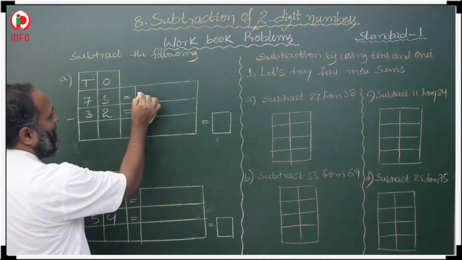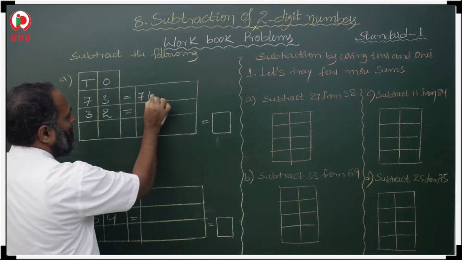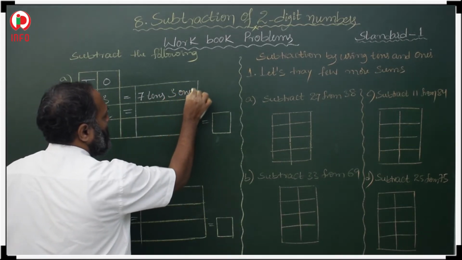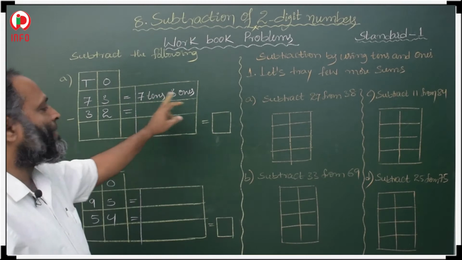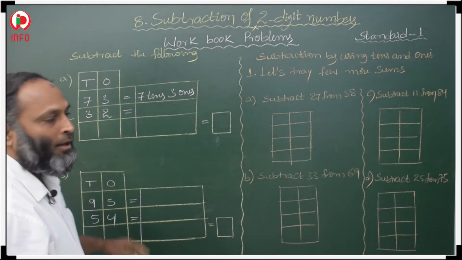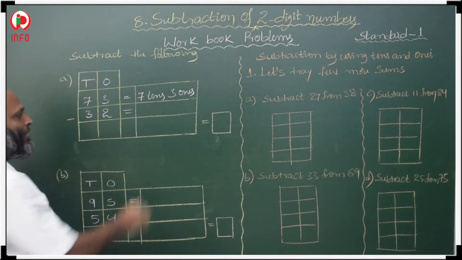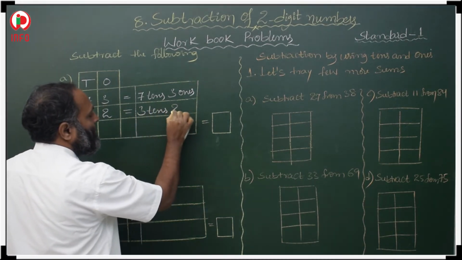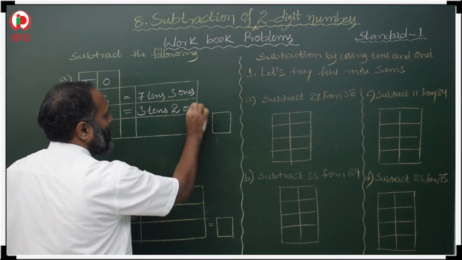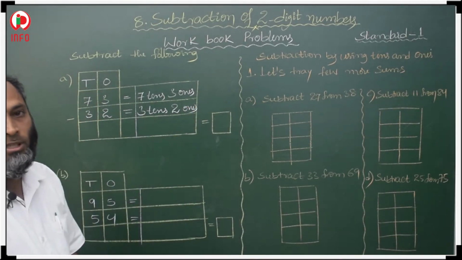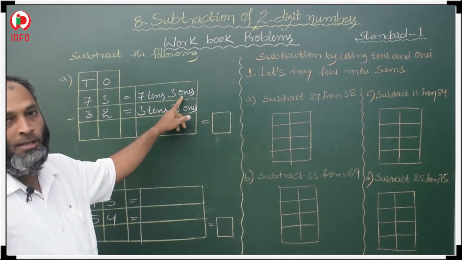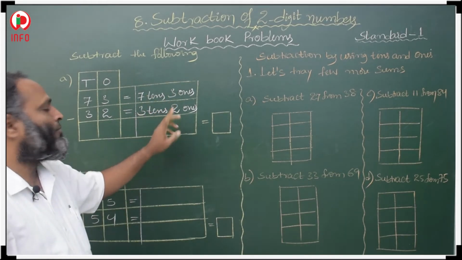Then 7 tenths, 3 ones. 73 means 7 tenths and 3 ones. Now 32 means 3 tenths, 2 ones. 3 tenths, 2 ones. Okay? 7 tenths, 3 ones, 3 tenths, 2 ones, 32.